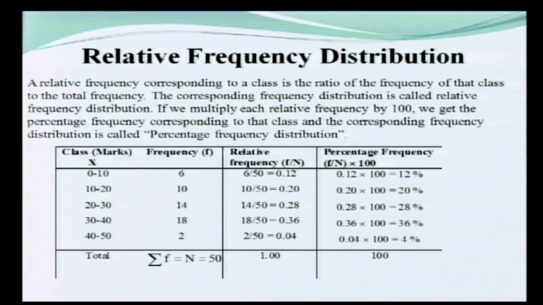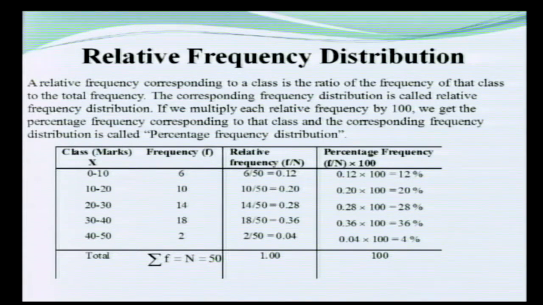Further, the discrete frequency distribution and continuous frequency distribution can be extended to the relative frequency distribution. A relative frequency corresponding to a class is the ratio of the frequency of that class to the total frequency. For example, the total number of students in a class is 50, and in the class of marks 0 to 10, the number of students is 6.